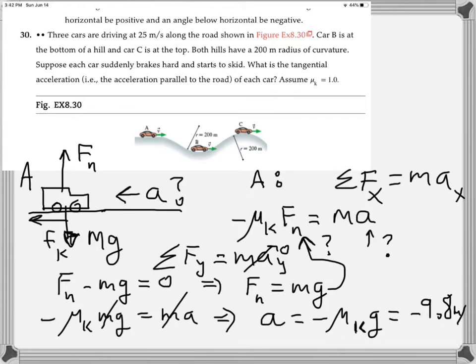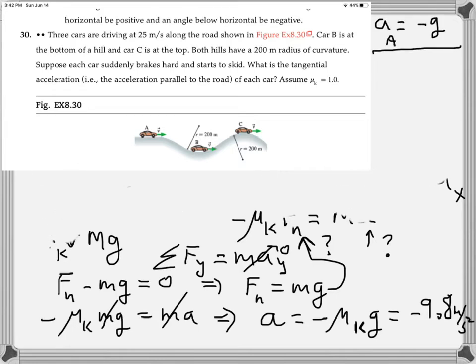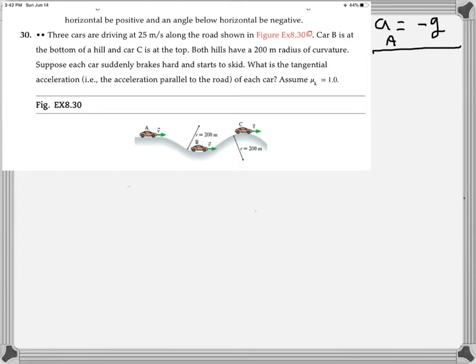Minus 9.8, the acceleration, because the car is slowing down, it's opposite to the direction of the velocity. We're using the positive x-axis to the right, the acceleration is to the left, therefore negative. All right, so we have our first answer: the tangential acceleration of car A is minus g, or minus 9.8. All right, we need to now move on to car B. So for B, we have a similar free body diagram. However, we're going to see the difference is that B is moving in a circle.